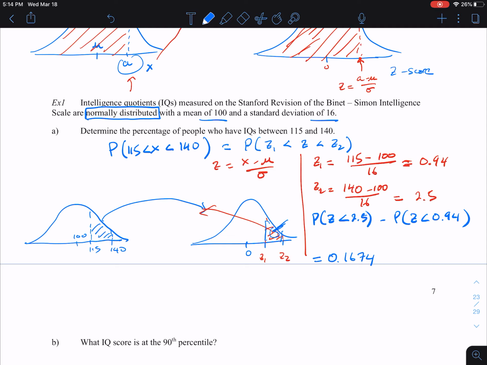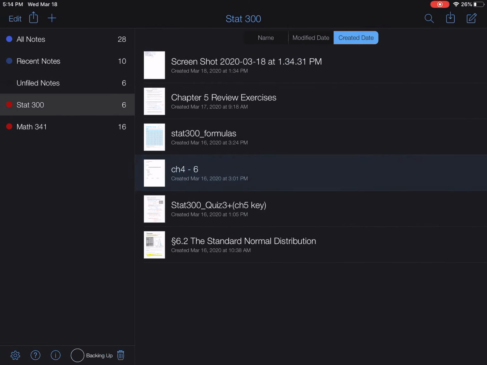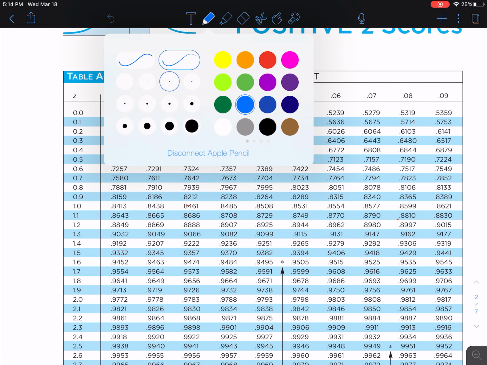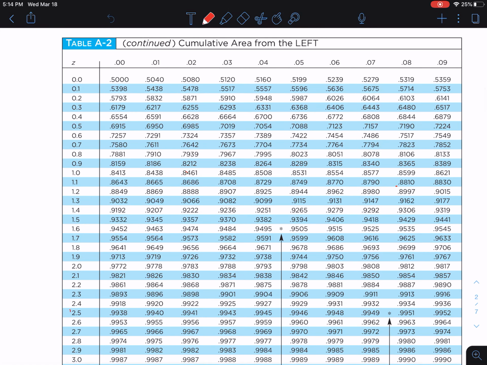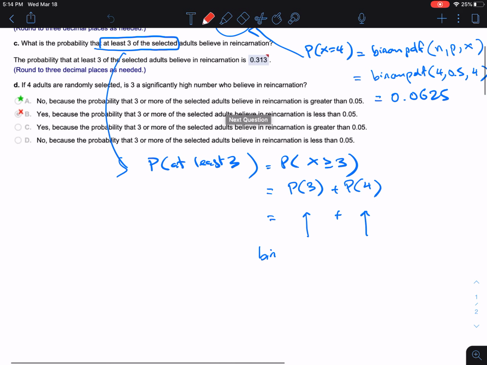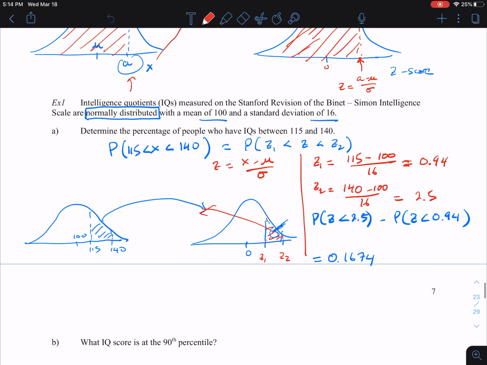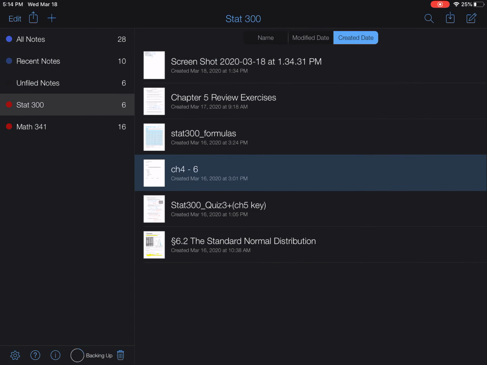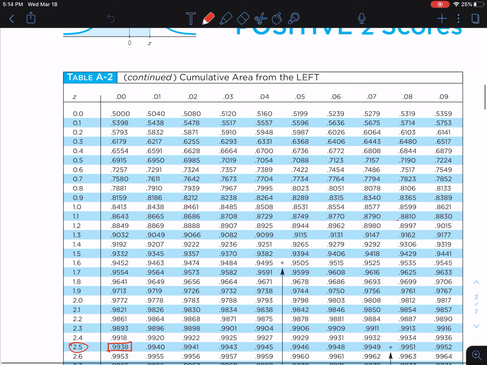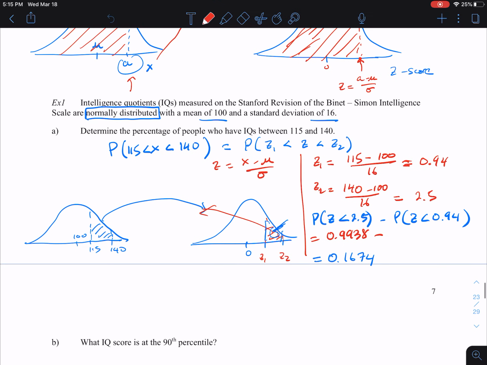So let's look at the area to the left of 2.5 z-score. So 2.5 z-score is going to be down here on the positive side. So 2.5 z-score will have area 0.9938. So 0.9938, subtract the area to the left of the z-score of 0.94. 0.94 is there. So we're looking at that area to the left, 0.8264. And if we subtract that, we should get roughly around 17%.